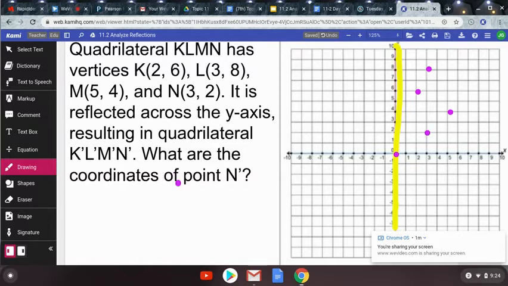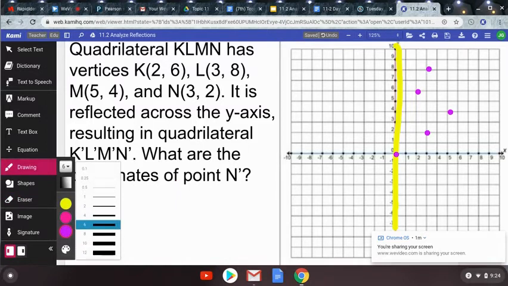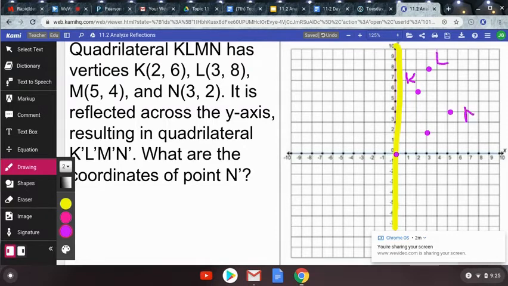And if I had a stylus that worked really well, I would have labeled my points as I went. I don't, so I'm going to label them after the fact. But K was the first point I did, then L, M, N. And then I'm going to connect them the best I can.